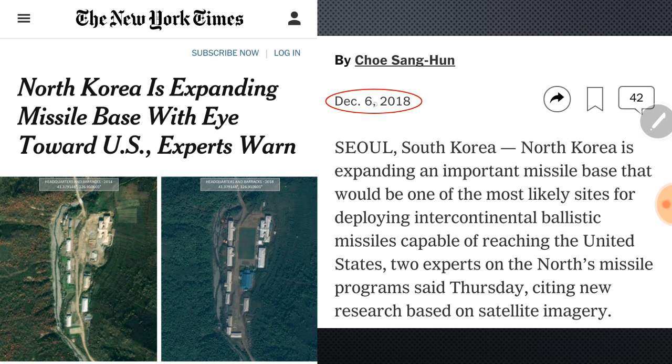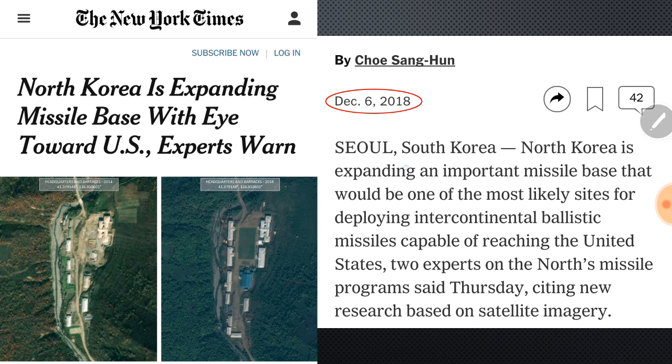North Korea, this is from December 6th, just a couple weeks ago. North Korea is expanding missile base with eye towards U.S., experts warn. So this so-called peace, or Trump meeting with him, it's all a dog and pony show. Again, this is all planned. Even this is all predictive programming.